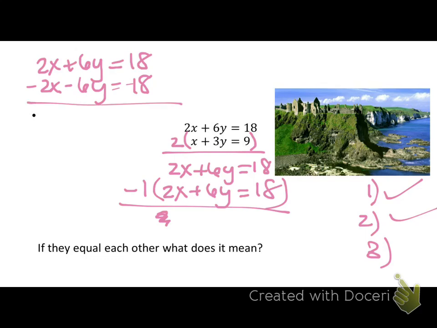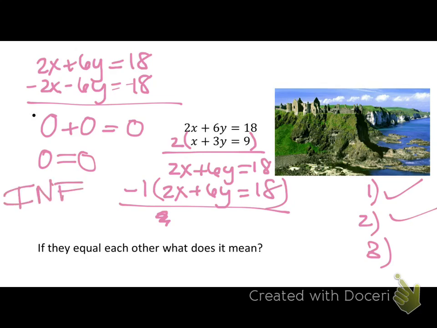So 2x minus 2x is 0. 6y minus 6y is 0. 18 minus 18 is 0. 0 equals 0, so our answer for this is going to be infinite again.